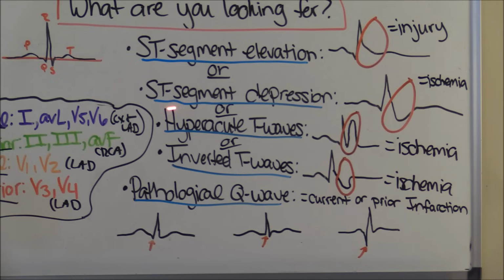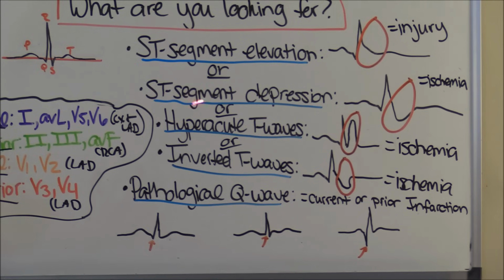Another thing you need to be looking for as well, ST segment depression. They may have either or. ST segment depression, this is where there's your P, Q, R, and then ST, notice, it's supposed to be on the isoelectric line nice and straight. It went way below the isoelectric line, and then you have your T wave. So this is ST segment depression. This represents ischemia.